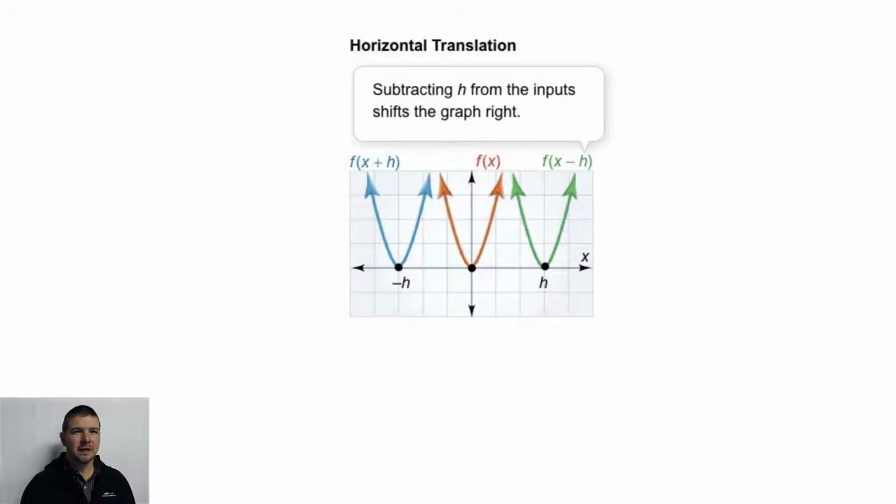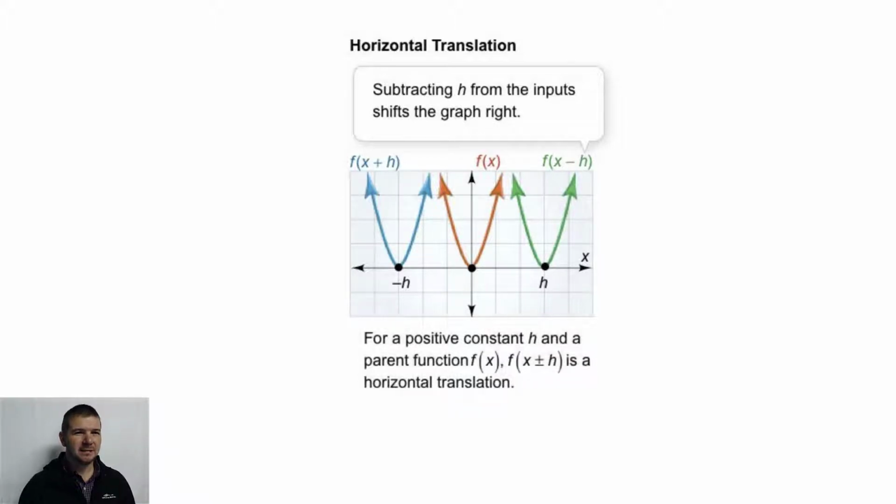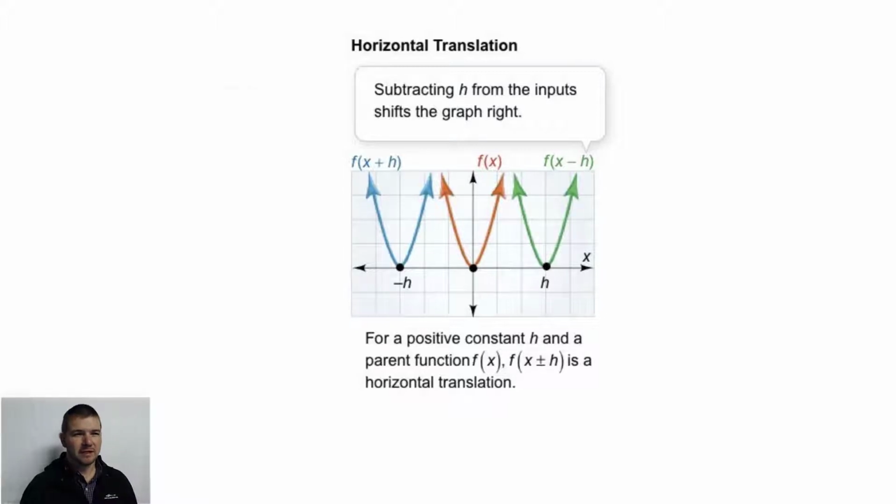Horizontal translation. Subtracting h from the inputs shifts the graph right. So, for a positive constant h and a parent function f, f of the input x plus or minus h is a horizontal translation.